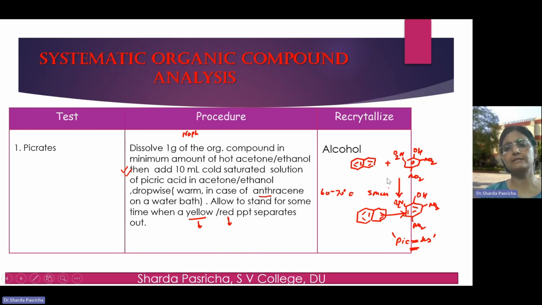And you can take the melting point of this picrate. You don't need to do the recrystallization. Directly, you can take the melting point and identify the compound. So today we have learned how you can systematically do the analysis of compounds having alcoholic, phenolic group or hydrocarbons. So now you will carry out these tests systematically and identify the unknown compound which is given to you.